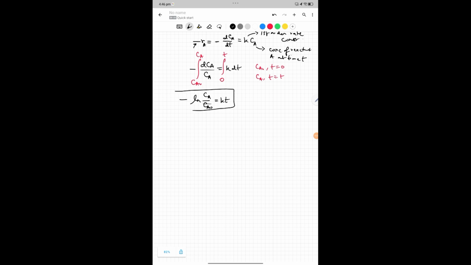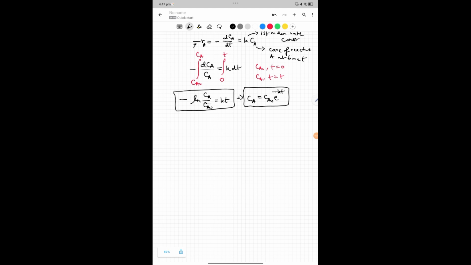So this is one expression. Or we can write this as CA is equal to CA0 e to the power of minus kt. This is another result, and it is very important. We will use this in our subsequent derivations.